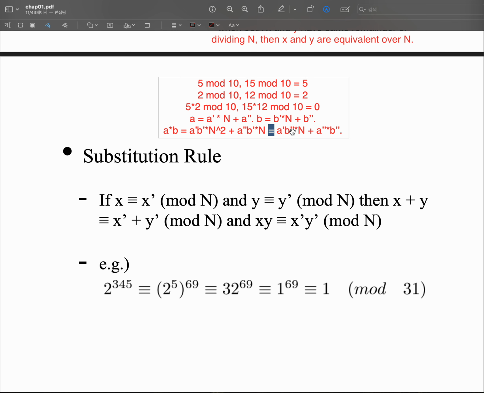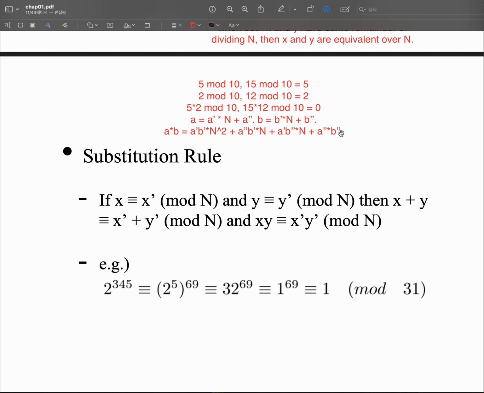So there's a mistake here. So the total final result will be like this: A double prime times B double prime. And A double prime is the remainder of A when A is divided by n, okay, and B double prime is the remainder of B divided by n, okay, both are remainders, okay. So the substitution rule will be fine, okay.